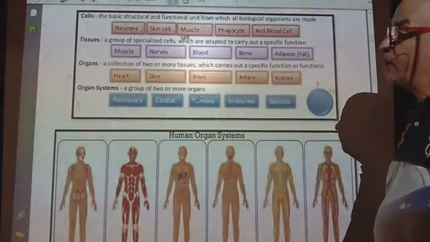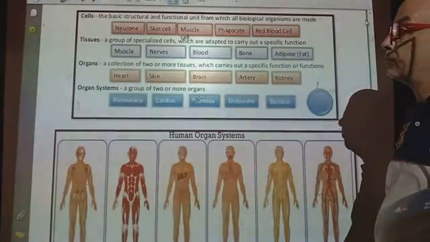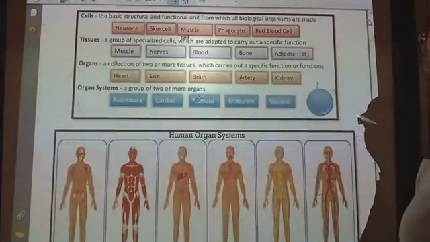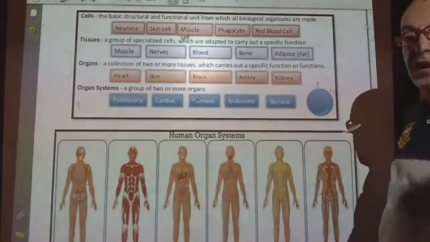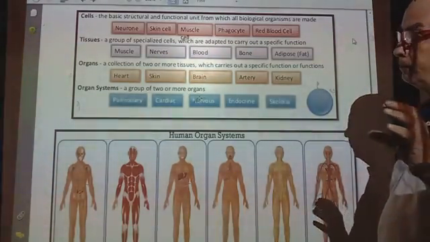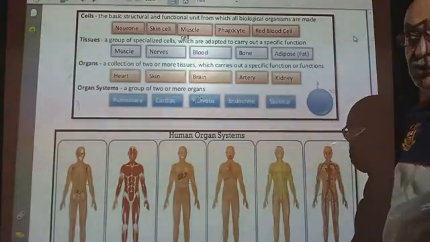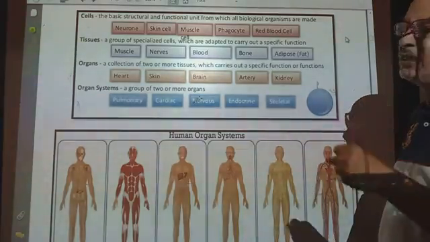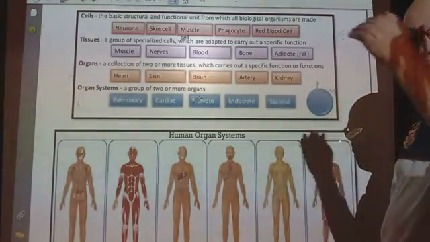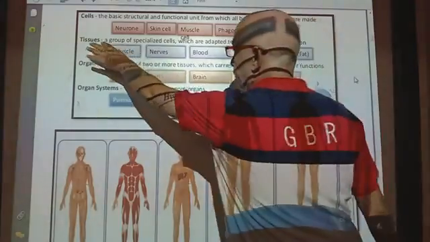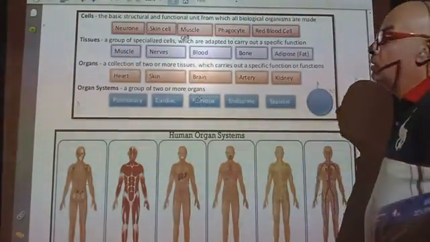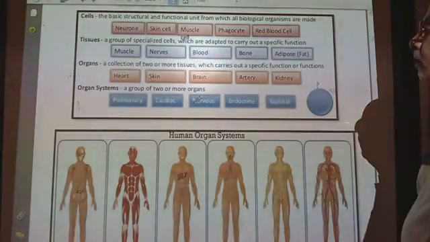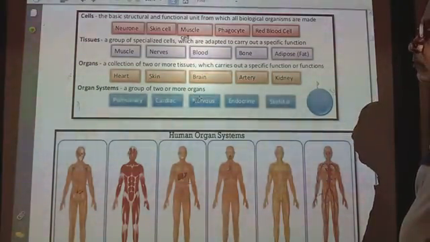The cell, as I have mentioned before, is a basic structural and functional unit from which all biological organisms are made. If a group of similar cells in shape and function are grouped together, they will form a bigger unit called tissue. The tissue is a group of specialized cells which are adapted to carry out a specific function.